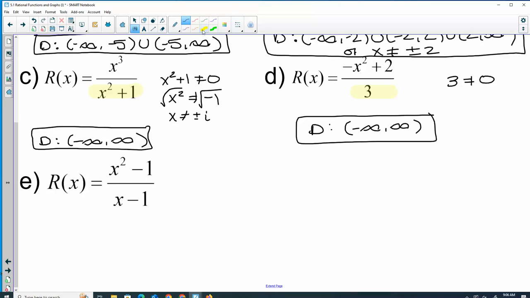So if I look at this one, the denominator x minus 1 can't be 0. So x cannot be 1. So how do I want that written?